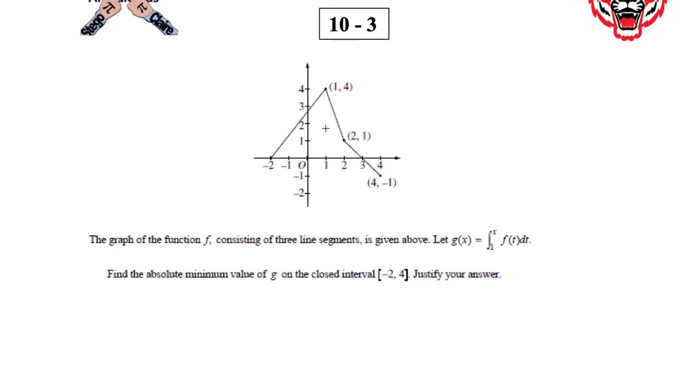All right, I have a graph, cool graph. We have 3 line segments, and we are saying, hey, g of x is the integral from 1 to x. So we're starting here at x equals 1, and then going right is positive, going left is negative in terms of the area. So find the absolute minimum value of g on the closed interval between -2 and 4.